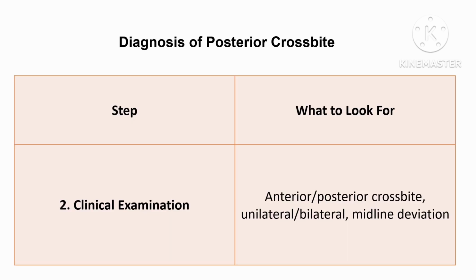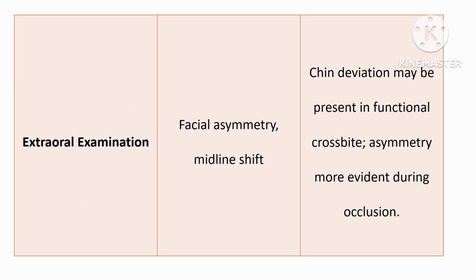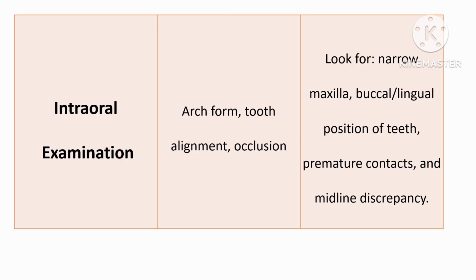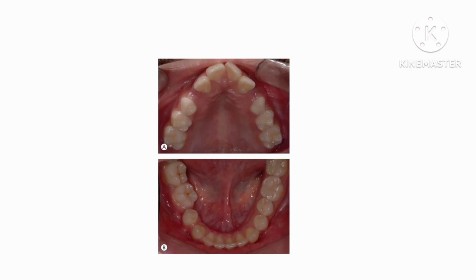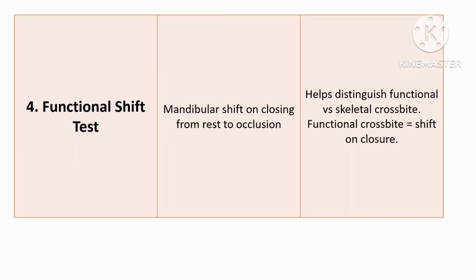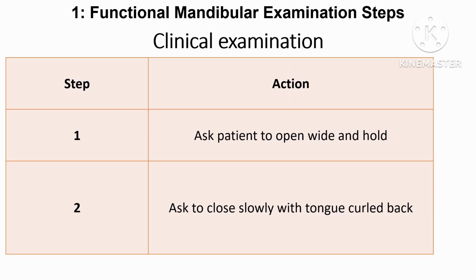Examination of a suspected posterior crossbite should begin with extraoral assessment, noting any facial asymmetry or deviation of chin on closure. Intraorally, the clinician should evaluate the buccolingual relationship of the posterior teeth in centric occlusion, paying attention to whether the maxillary posterior cusps occlude inside the mandibular posterior cusps. It is essential to differentiate between a true skeletal crossbite and a functional shift by guiding the patient into centric relation and comparing the intercuspal positions.